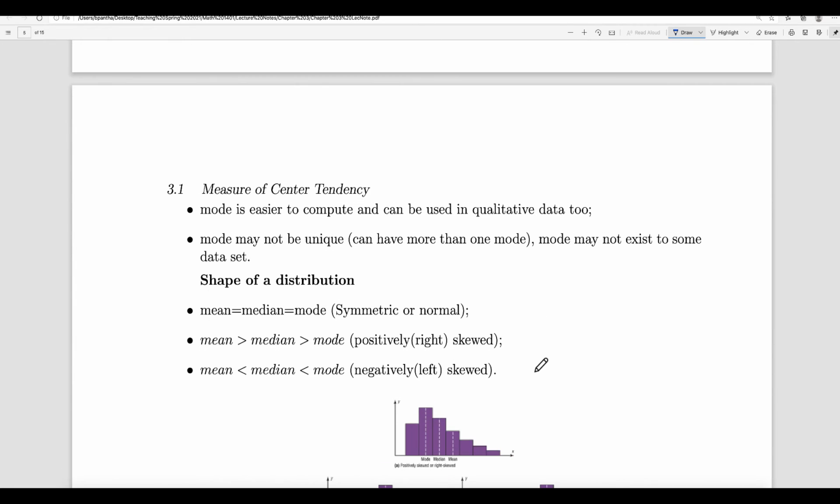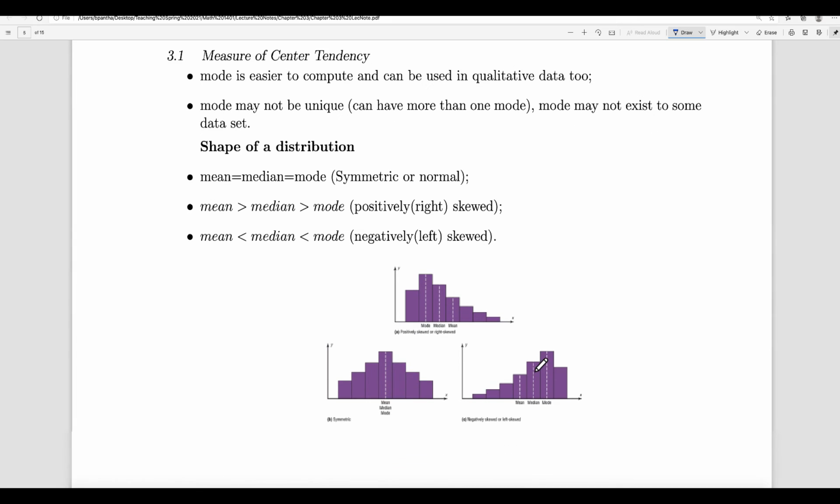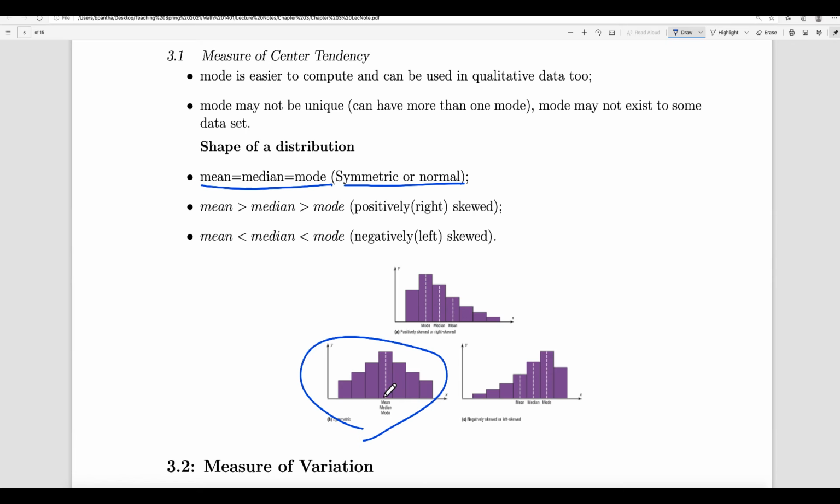All right, shape of the distribution. You can decide without drawing the graph of the data points whether the data is right skewed, left skewed, or symmetric. So what is the idea? If the mean, median and mode of the data are equal, we call it symmetric, normal or bell shaped. That middle line is the mean, median and mode value.